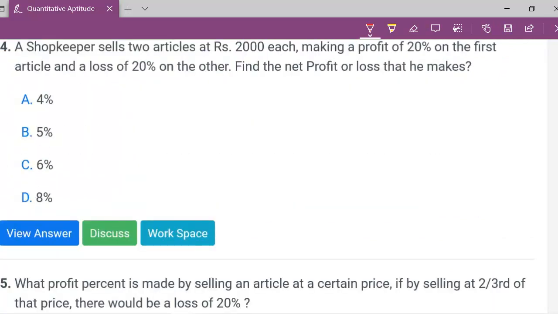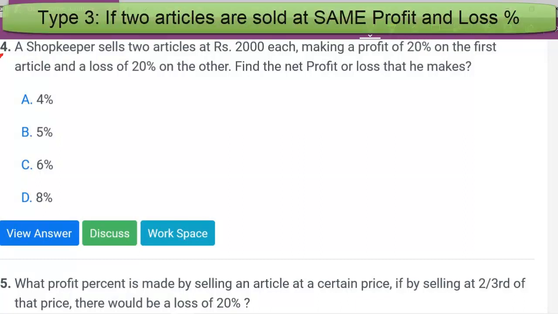This is again a next type of question, question number 4. In this question it is given that a shopkeeper sells 2 articles at rupees 2000 each, making a profit of 20% on the first article and a loss of 20% on the other. Find the net profit or loss that he makes. This is again a different kind of question, and there is a formula to solve such questions, right? But suppose you do not want to use the formula, and there is a variation to that question, then how will you approach it?